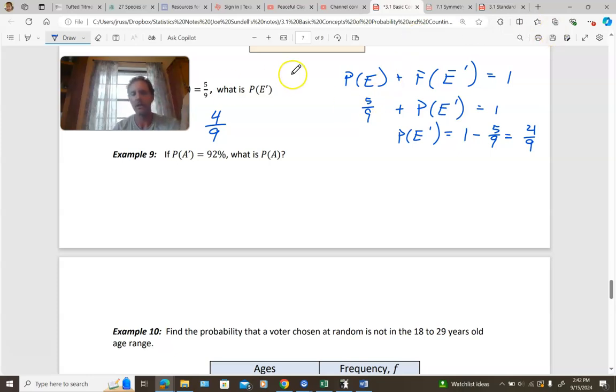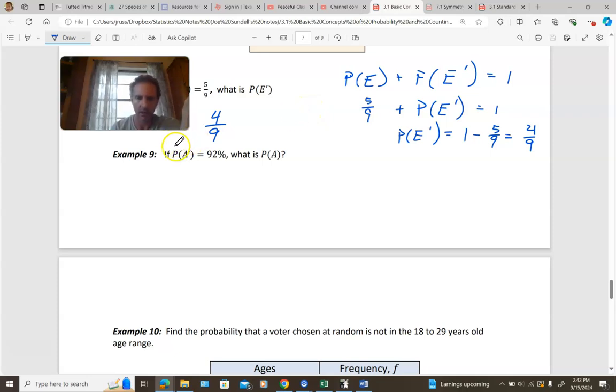And so like I said, if you know one or the other, you can find the probability of the other one just by subtracting it from 1. For example, if I had known that the probability that E does not occur is 4/9, then I could subtract that from 1, and that would give me 5/9, which would be the probability that E does occur. And we'll see an example here in just a minute in which we utilize the complement.